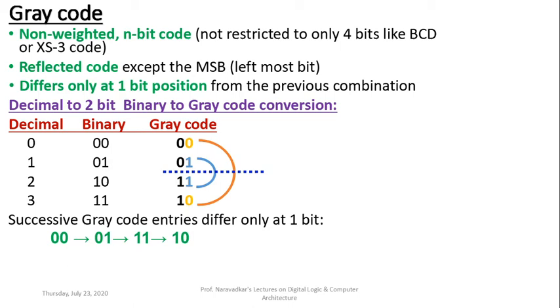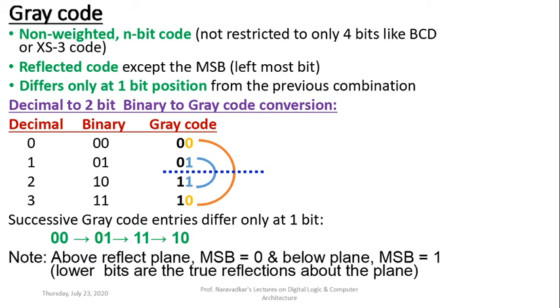So this has been written here as my conclusion. Note: above the reflect plane, MSB is equal to 0. MSB means leftmost bit, and below that plane, MSB bit is equal to 1. And the lower bits are the true reflection about that particular plane. Now using this particular property, I can expand these 2 bits of gray code into 3 bit. Then further, by using 3 bit gray code, we can construct or design 4 bit gray code.